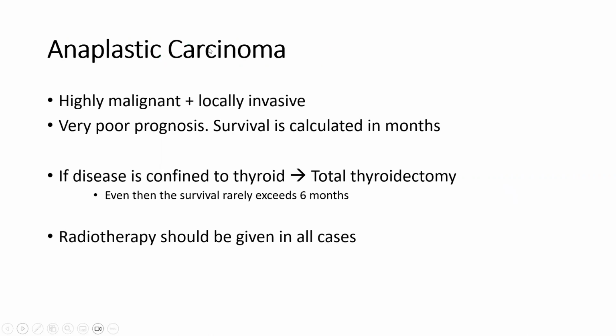Right. We go to anaplastic carcinoma. Anaplastic carcinoma is highly malignant and locally invasive. Prognosis is very, very poor. Survival is calculated in months. This is the complete opposite of papillary carcinoma, where the prognosis is much, much better. If the disease is confined to the thyroid, you can do a total thyroidectomy, but even then, the survival rarely exceeds 6 months. Radiotherapy should be given in all the cases.